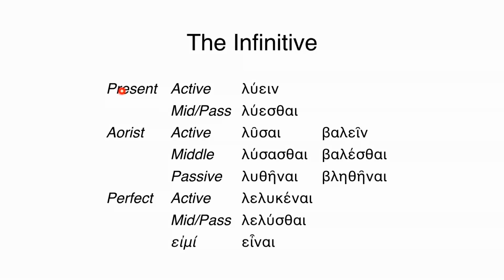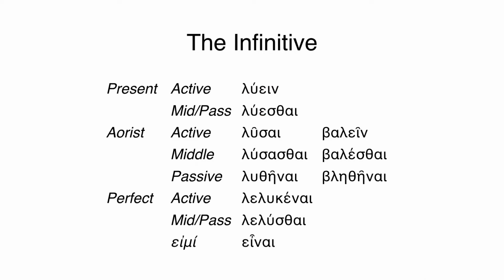In terms of form, the present active infinitive, there's simply only one, and let's look at these here. Present active infinitive is luein or λύειν. The middle passive infinitive is luesthai or λύεσθαι. So we don't have big tables to learn, which is good news.